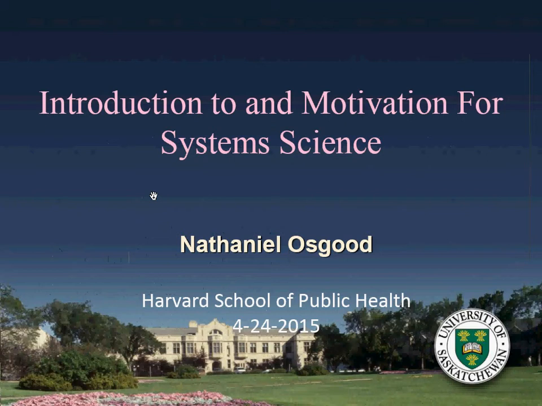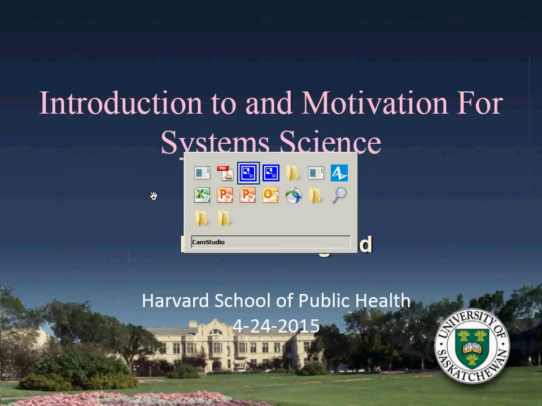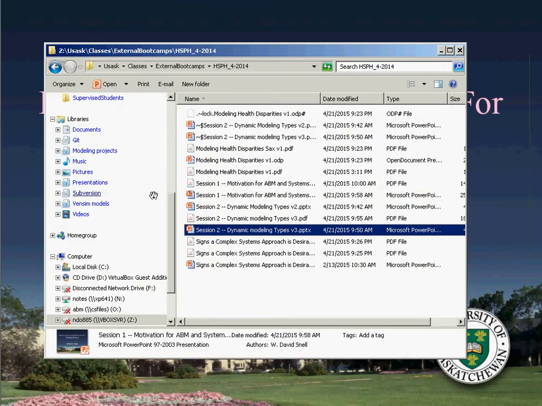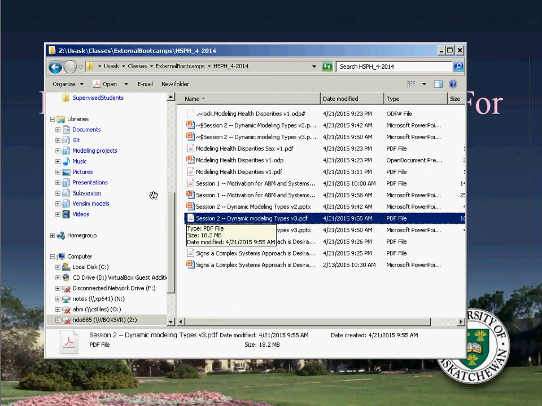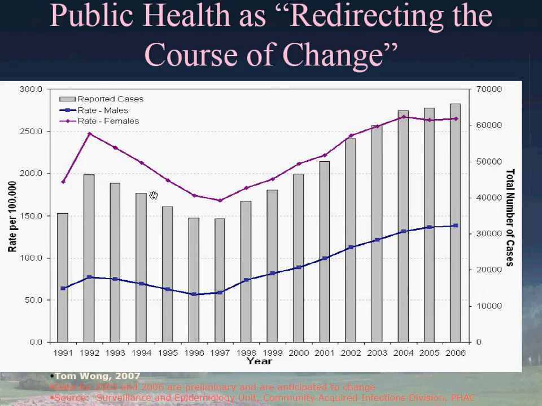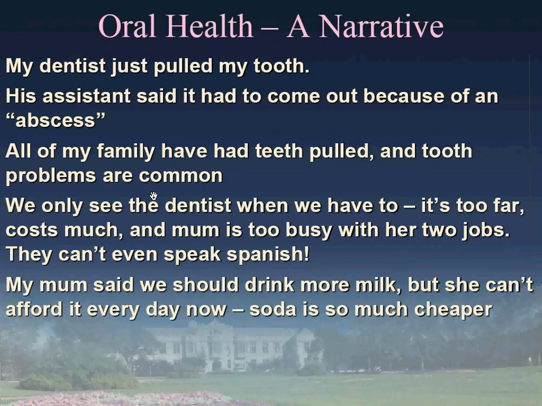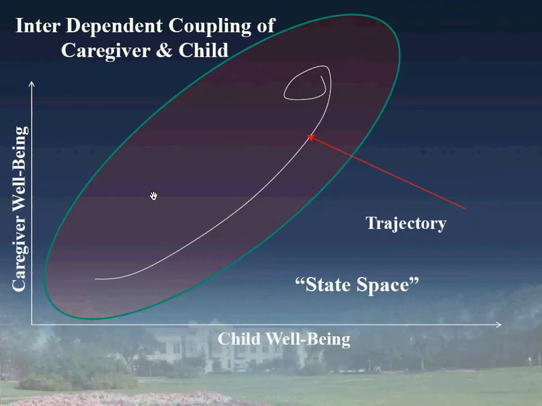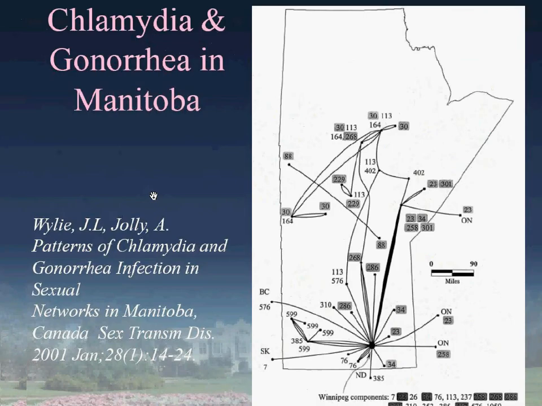give you a glimpse of what these models are in a more structured way, in a way that's less buzzing and blooming, right? So let's go to this dynamic modeling type. And actually, even before this, there's a feature here within this first presentation, which talks about system science as a whole.